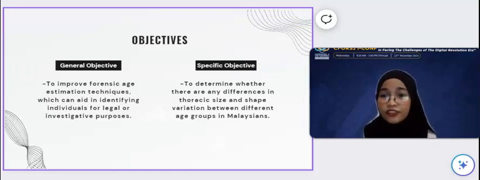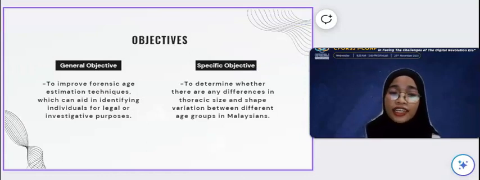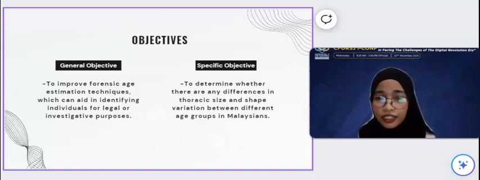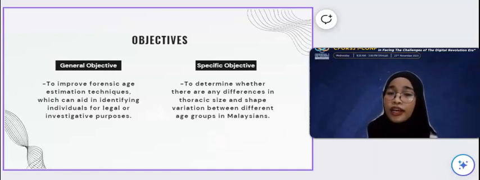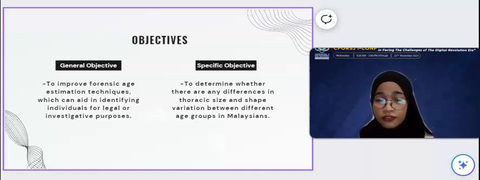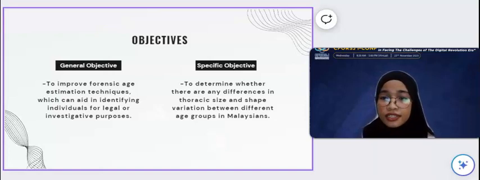So the objective of this study is to improve forensic age estimation techniques, which can aid in identifying individuals for legal or investigative purposes. As for the specific objective, it is to determine whether there are any differences in thoracic size and shape variation between different age groups in Malaysians.